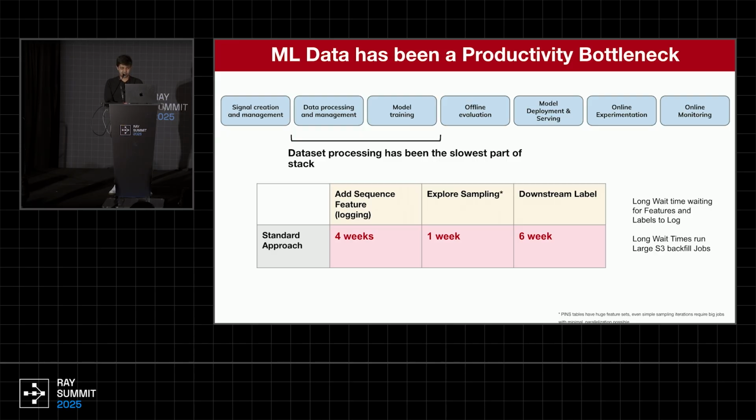So these are a few examples of common techniques that we use: adding a new sequence feature, exploring sampling strategies, coming up with new rewards. All these take a lot of time to just generate. So we have long waiting times, either due to forward logging waiting or Spark jobs that take a lot of time to generate, and they're very costly as well.